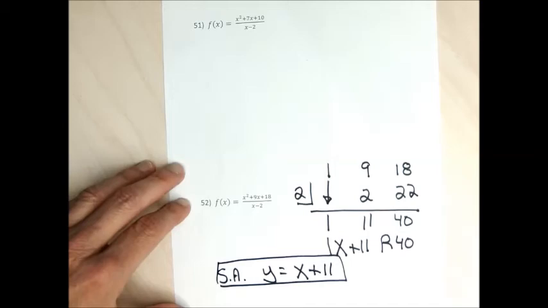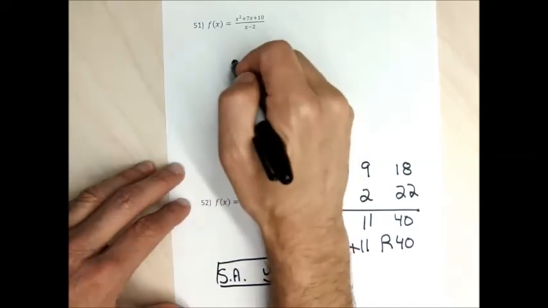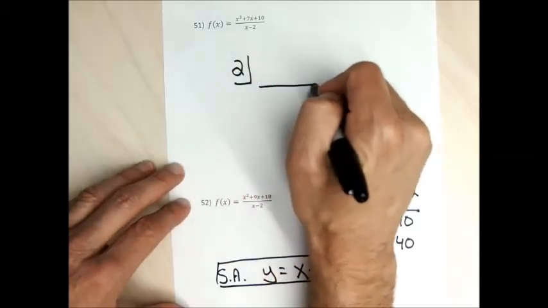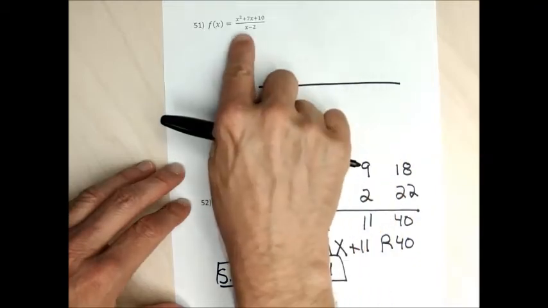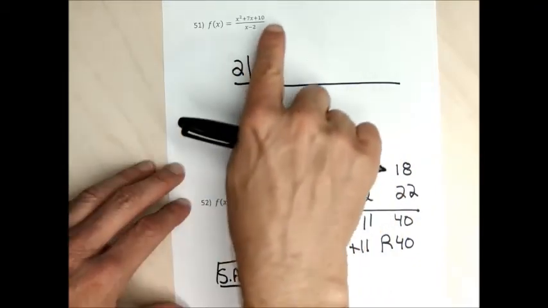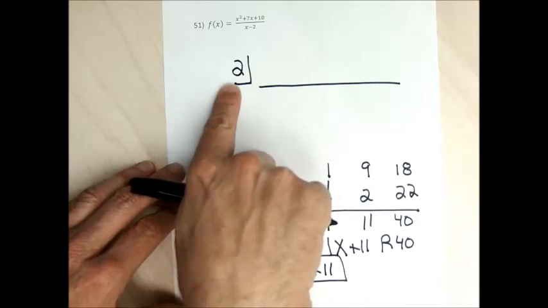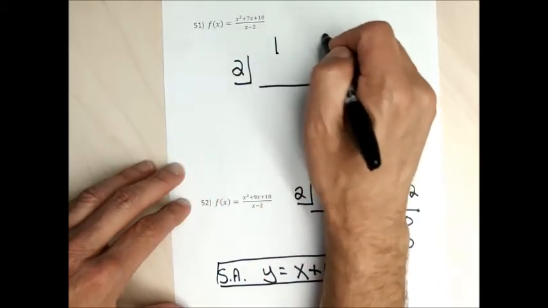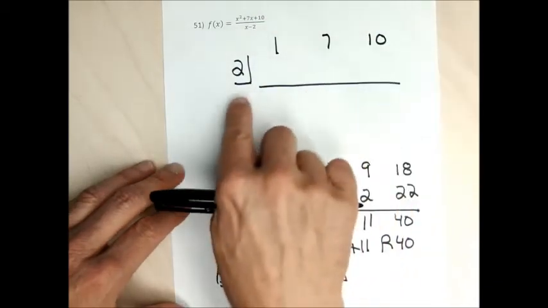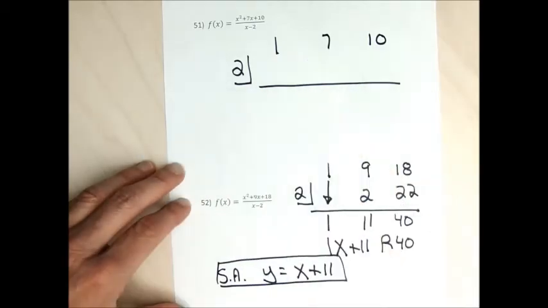So your problem 51 should work exactly the same. You're going to do synthetic division because the denominator doesn't have a number in front of the x, just x minus a number. You'll change the sign from -2 to +2. Above the synthetic division bar, you'd put a 1, 7, and 10.